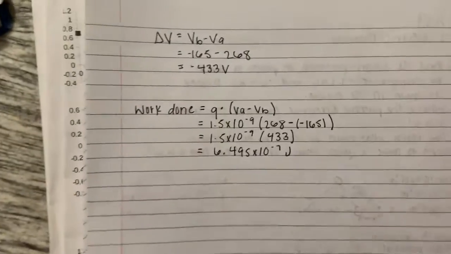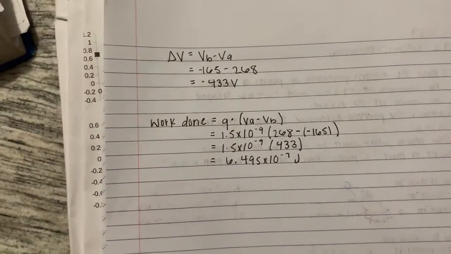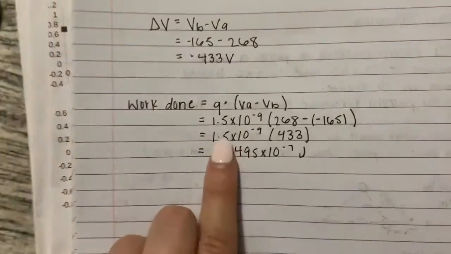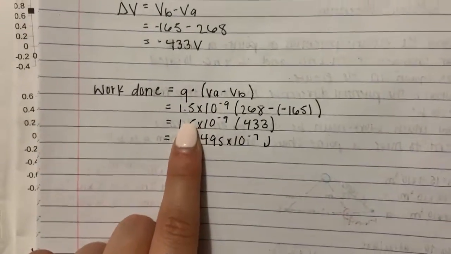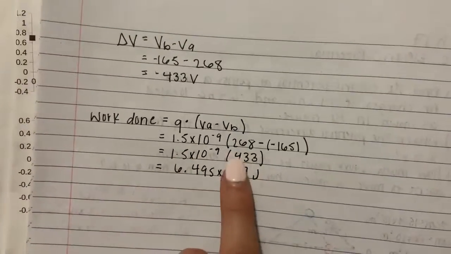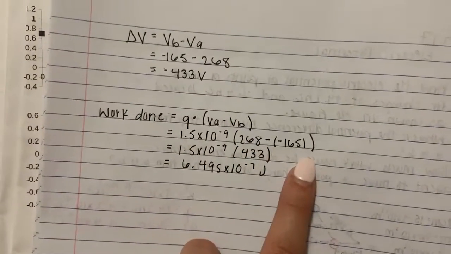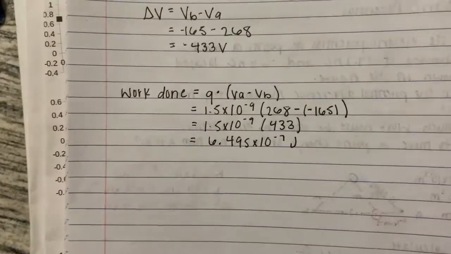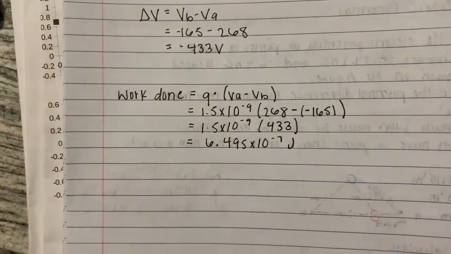Okay. For the last problem, for the work done, you do the charge that they gave us in the problem, which was the 1.50 nanocoulombs. So we're going to go ahead and just change that to coulombs in the problem, and then you subtract the VA and the VB again, and it's going to give you 6.495 times 10 to the negative 7 joules.